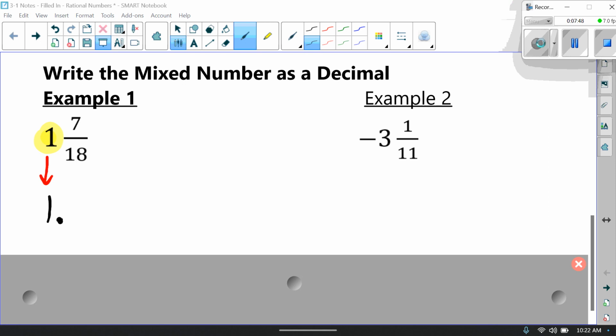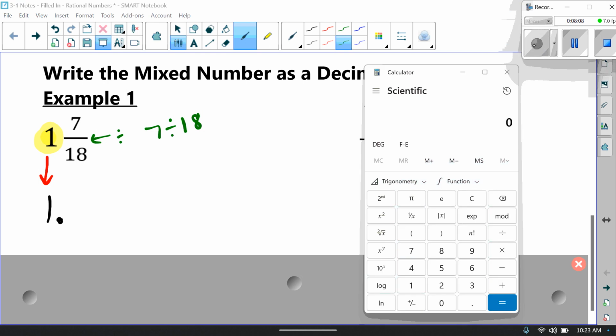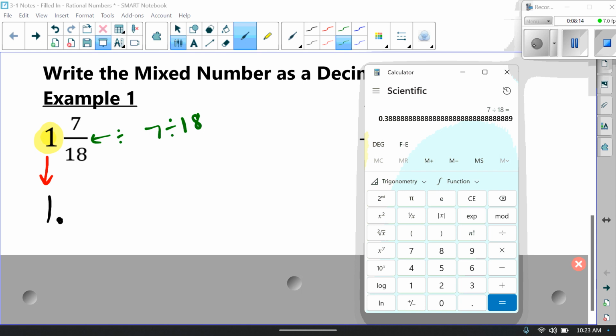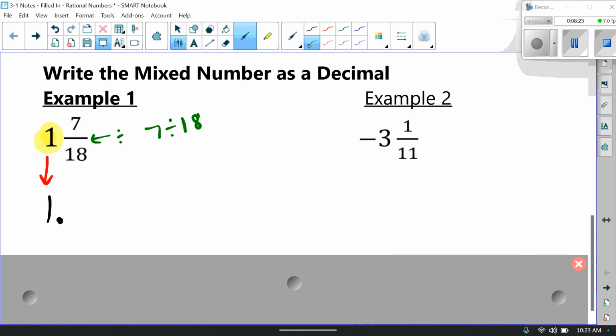What does this fraction bar mean? Yeah, that fraction bar means divide, right? So that means you're going to divide in your calculator 7 divided by 18, okay? So you're going to type in 7 divided by 18, and what do you get? 7 divided by 18, and that's going to give you 0.3888888 repeating, right? So this is equal to 1.3888 repeating, dot dot dot.